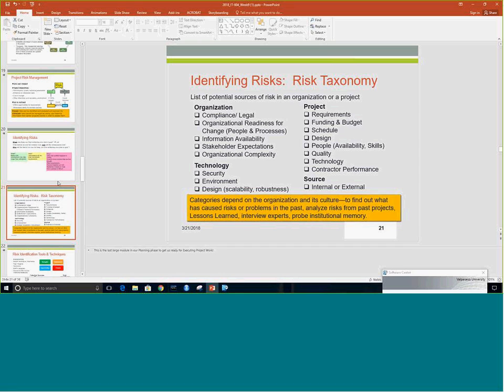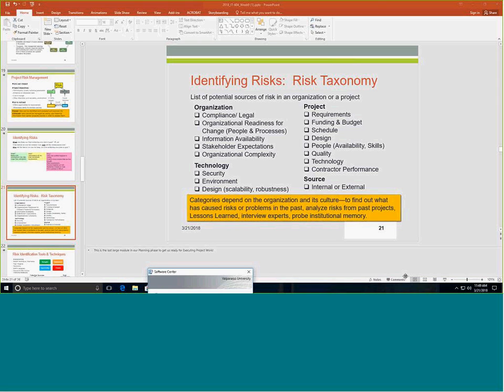Organizations often supply you with a risk taxonomy. That is typically the job of the PMO in your organization. If your organization does not have a PMO, then well, you're going to have to work slightly differently. But here's a little risk taxonomy that might help you out. A list of potential sources of risk, in other words, in an organization or on a project, right?